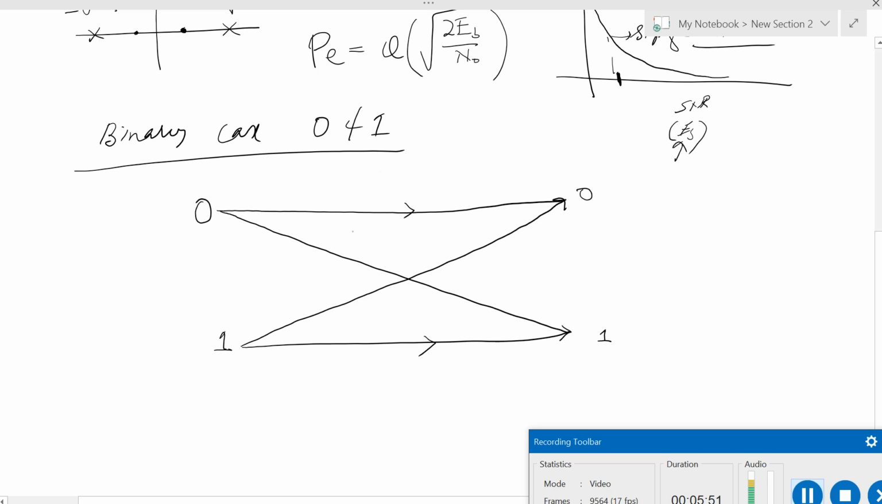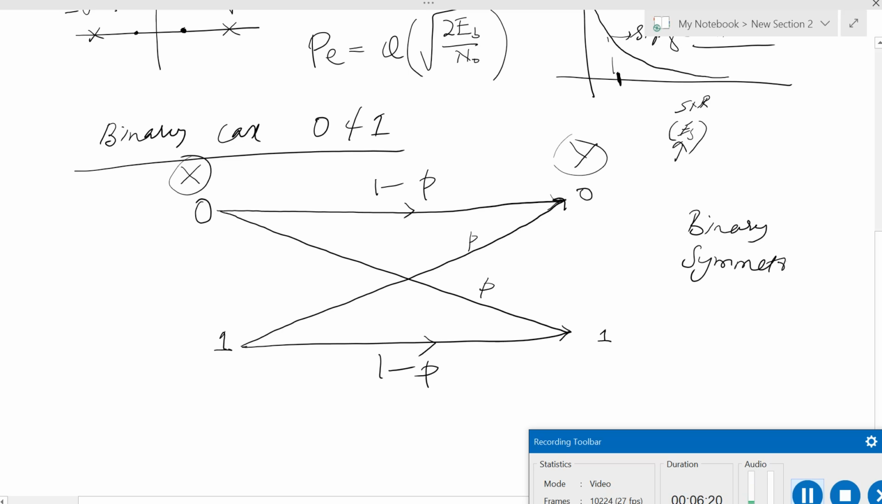Suppose the probability that 0 changes to 1 is P. Again, the probability that 1 changes to 0 is P. So the probability that 0 is not altered is 1 minus P. And the probability that 1 is transmitted as it is is 1 minus P. If you call this X, this Y, this is input symbols, this is output symbols. So this channel is called a binary channel because there are only binary bits. It's called symmetric also. Why symmetric? Because the probability of 0 changing to 1 is the same as the probability of 1 changing to 0. Otherwise you could have chosen this as P1 and P2. That is difficult to analyze. We assume it is a binary symmetric channel.